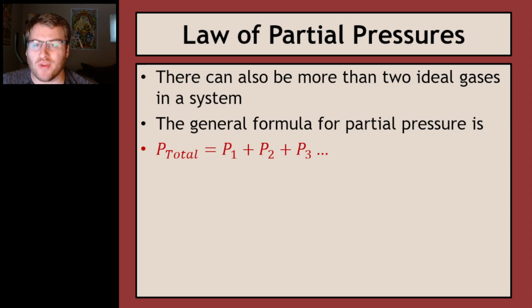There can also be more than two. You can have dozens of different gases. And the general formula for partial pressure is just add them all together. This is a formula I'm supposed to give you, but it kind of just makes sense. The total pressure equals pressure 1 plus pressure 2 plus pressure 3, and so on.